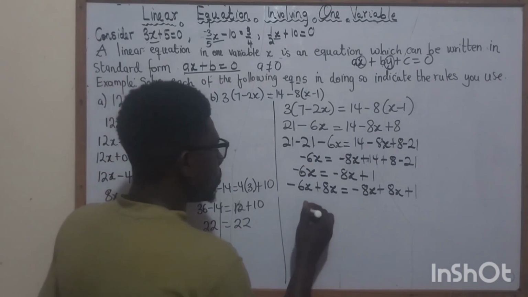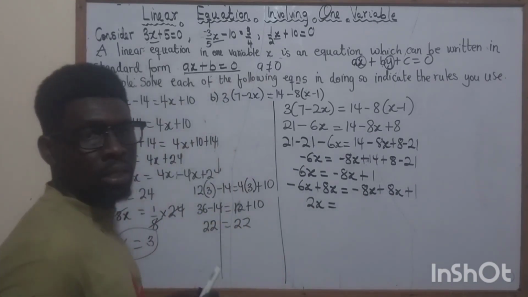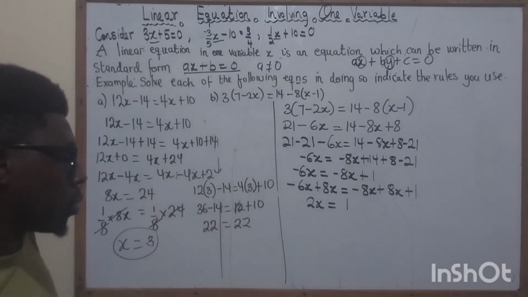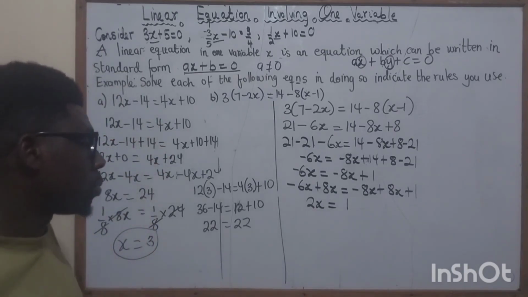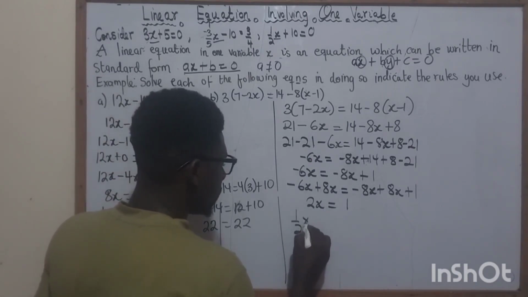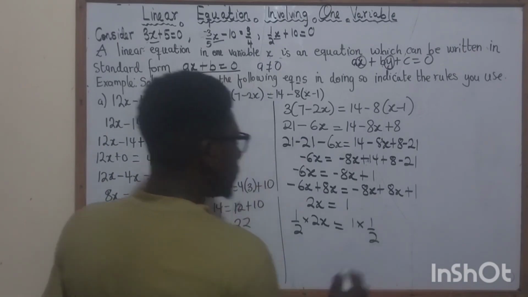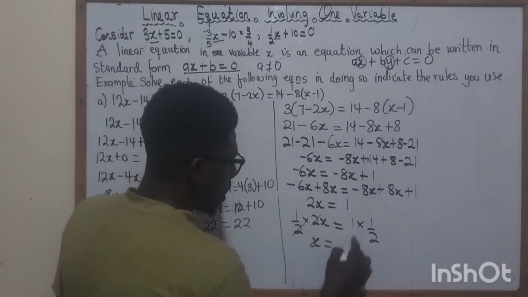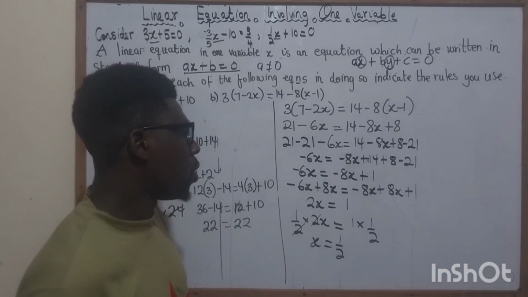So I get something like this, all right? So this is going to give me 2x, negative 8x plus 8x gives me 0, leaving me with 1, all right, at the other side of the equation. So solving for x, I choose to use the multiplication property of equality. I multiply this side by half, okay, and do the same to the other side, all right? So I'm going to get something like this, 1 times 1, so x is equal to 1 over 2, all right?